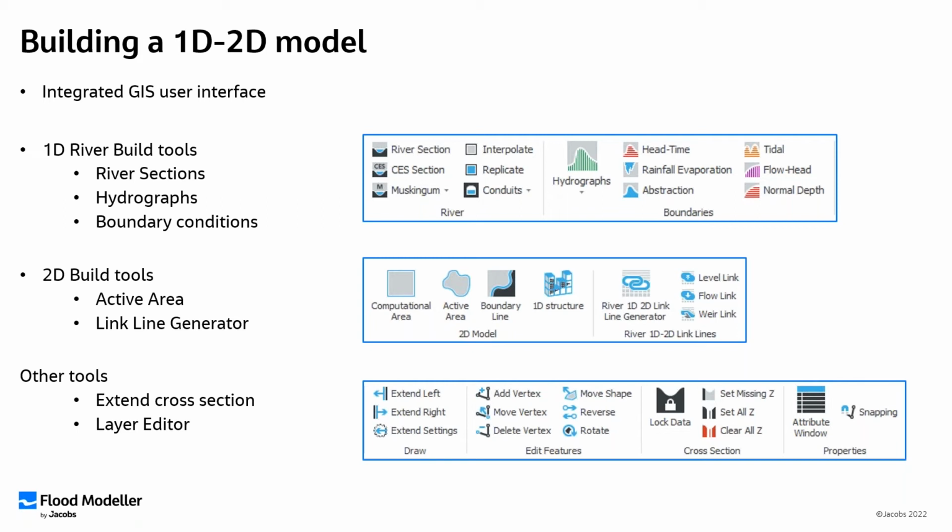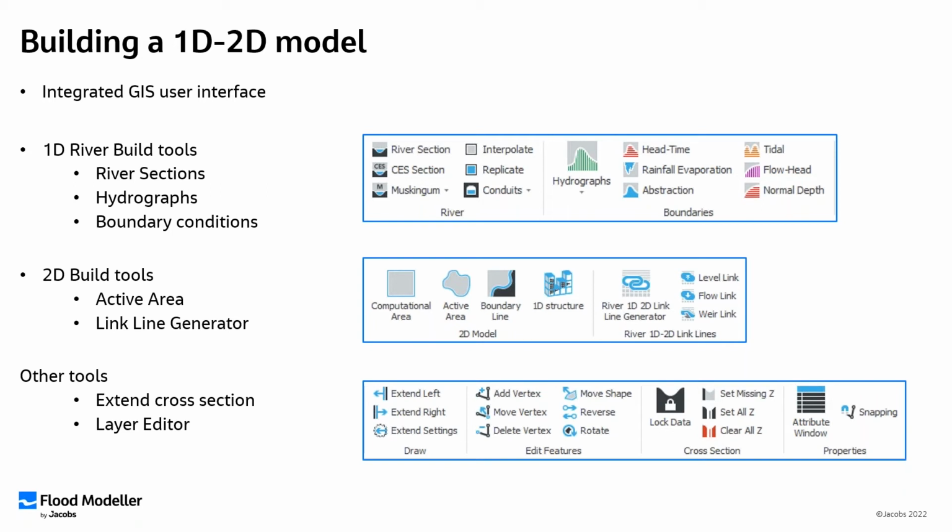So we'll start with the 1D river build section. Here we have the units that allow us to build a 1D model. When building a 1D model, the most common unit you'll be using here is the river section. The river section unit allows you to include a detailed cross-section of your river channel, including the channel geometry, Manning's n roughness, and chainage along the watercourse.